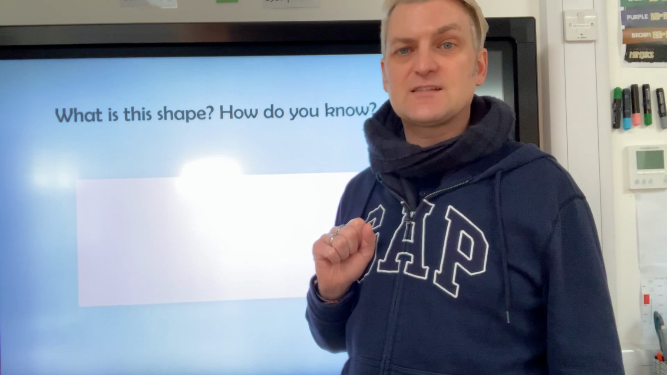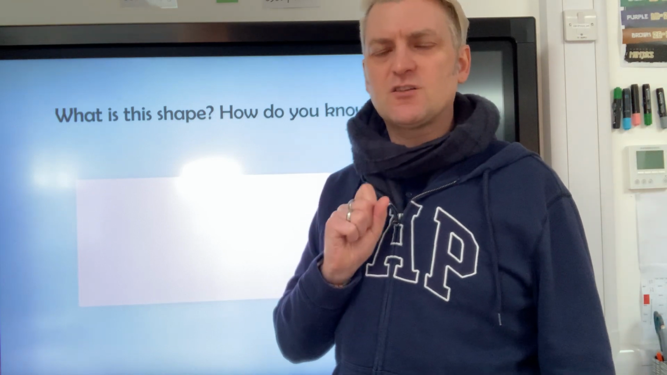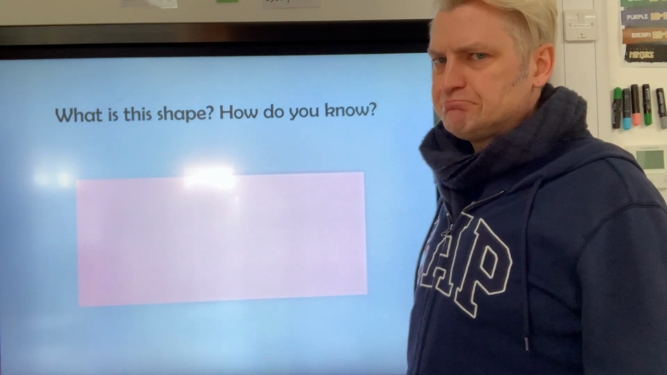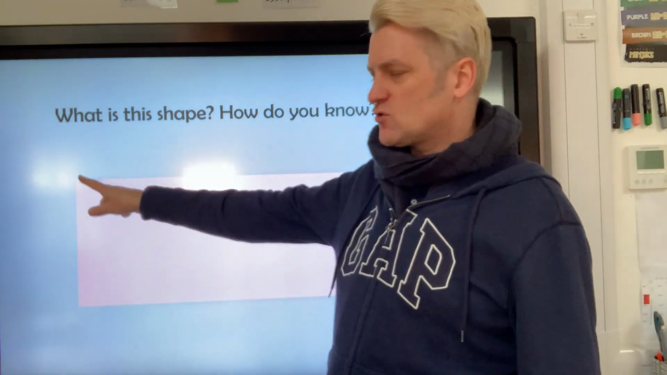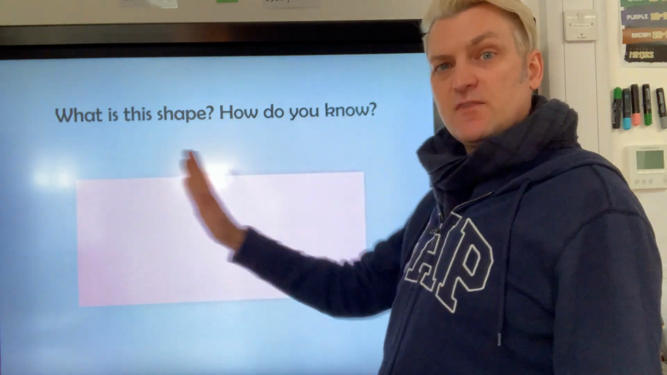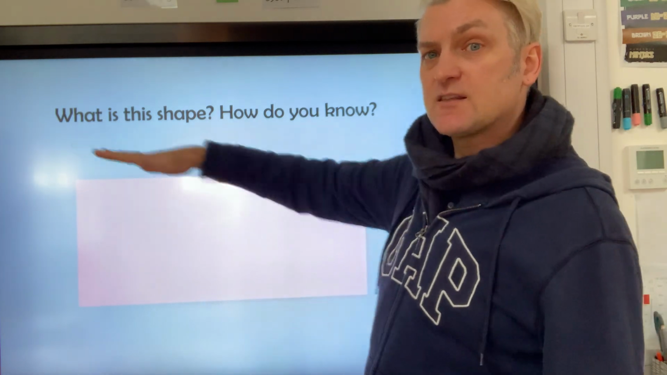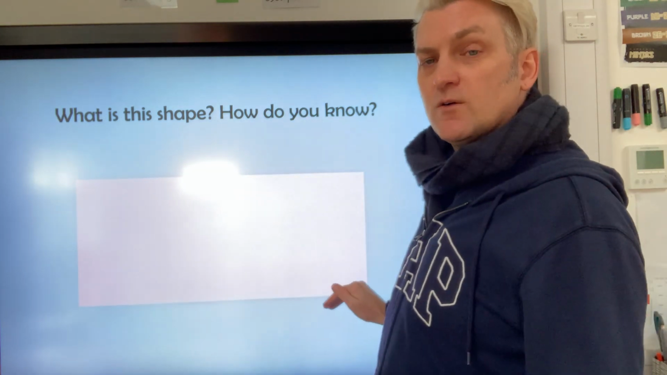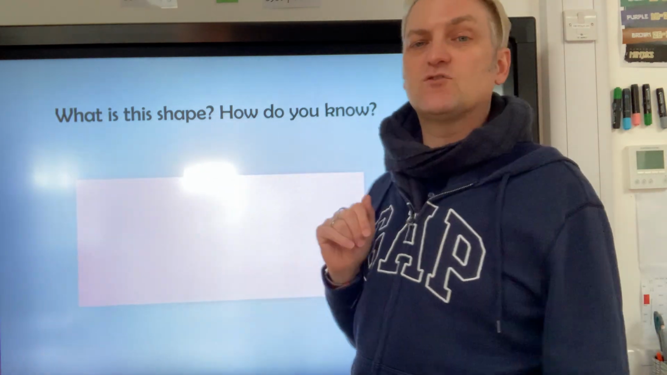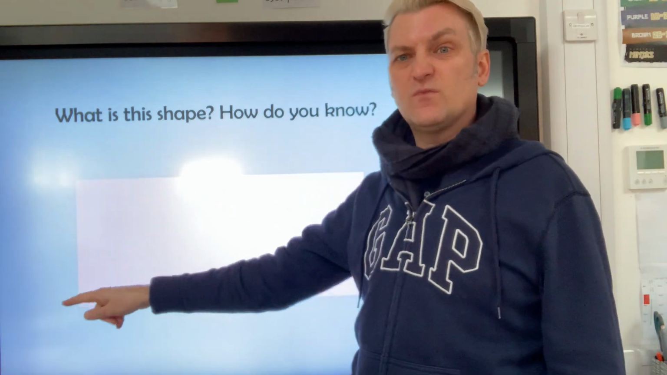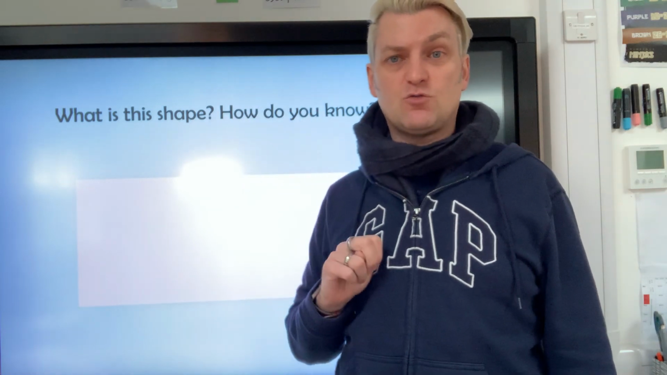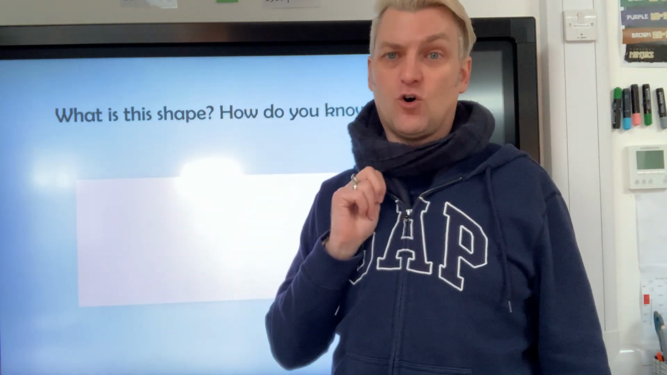1, 2, 3, 4. 4 straight sides. A bit like a square. But those straight sides, are they all the same? Are they equal? No, not on this one. We've got 2 short sides, 1, 2, and they're opposite sides, aren't they? And then it's got 2 long sides, 1, 2. 2 long sides that are opposite each other. So 2 short and 2 long. And it's also got 1, 2, 3, 4 corners. So 4 straight sides, 2 short and 2 long, and 4 corners as well.